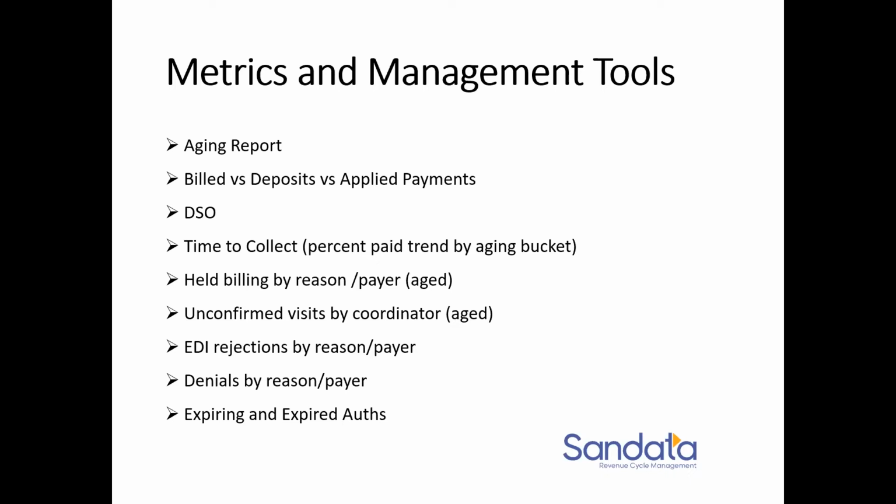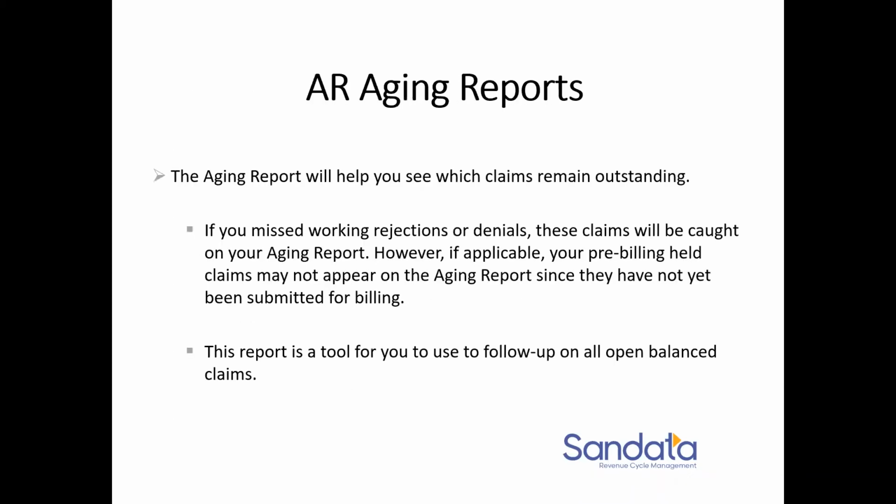So we can take a look at a graph that shows that. Held billing, what are the claims that haven't gone out the door? Unconfirmed visits, rejections, EDI rejections, denials, tracking by type and by payer, and expiring and expired auths. Those are typically the big name metrics and KPIs that you want to look at and manage.